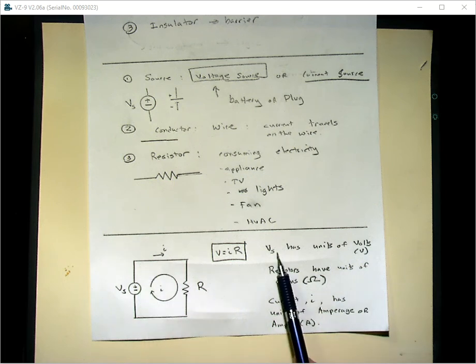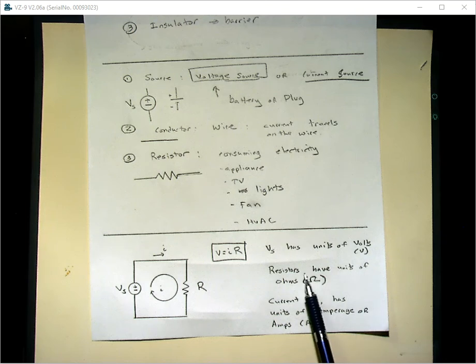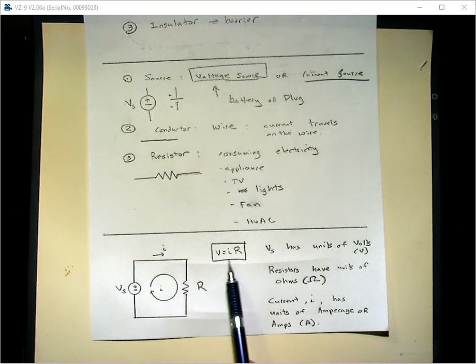So voltage, Vs, has units of volts, or V. Resistors have units of ohms, or omega, which is a Greek sign. It's an upside down horseshoe. But please don't go to a job interview and say the unit for a resistor is an upside down horseshoe. It's omega. And current I has units of amperage, A. So our equation is V equals IR. This is the equation we're going to focus on throughout the entire semester.